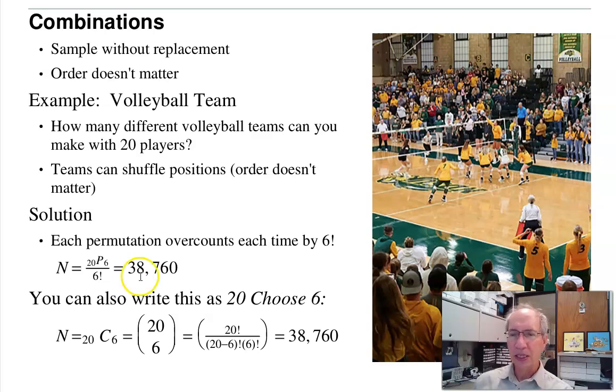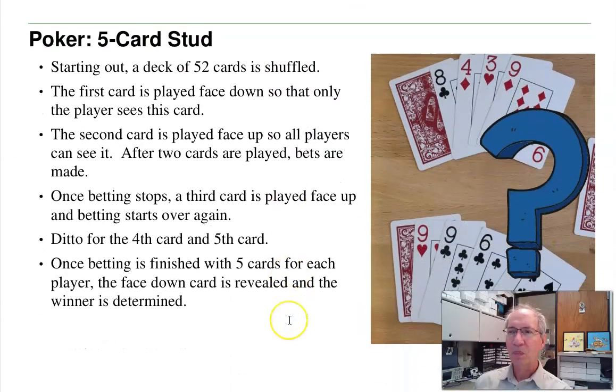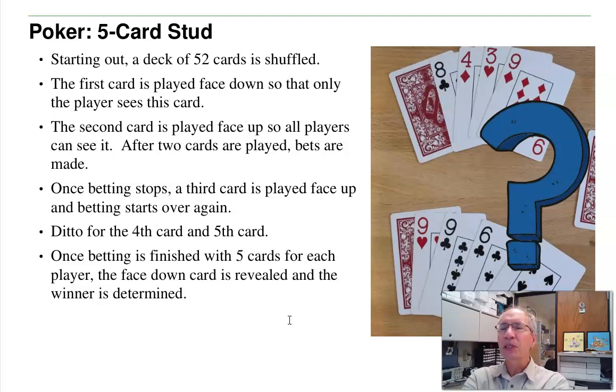I can also write that as 20 choose 6, or 20 factorial over 20 minus 6 factorial over 6 factorial. However you do it, the answer is 38,760. So let's do a couple examples of combinatorics.